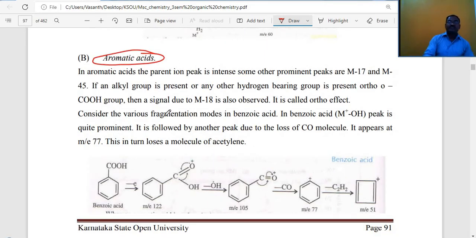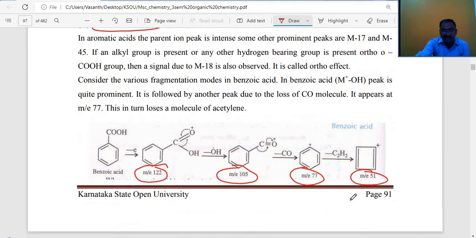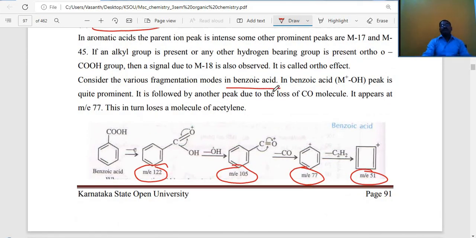Now aromatic acids. Aromatic acids means benzene containing a COOH group. Here we have M by E 122, 107, 79 and M by E 51. Consider the various fragmentation modes in benzoic acid. In benzoic acid, the M minus OH peak is quite prominent. It is followed by another peak due to the loss of a CO molecule. It appears at M by E 77. This in turn loses a molecule of acetylene.